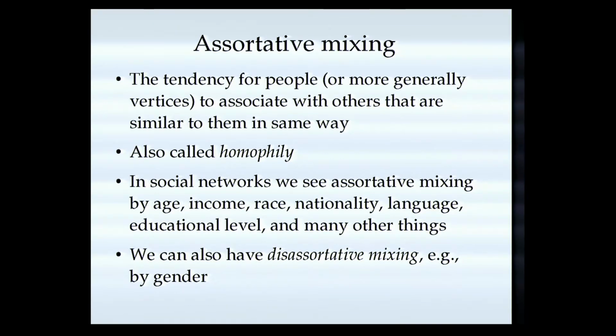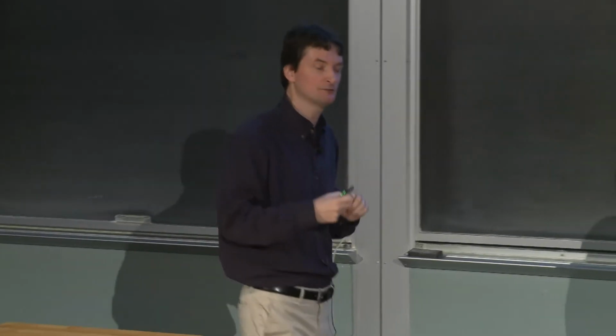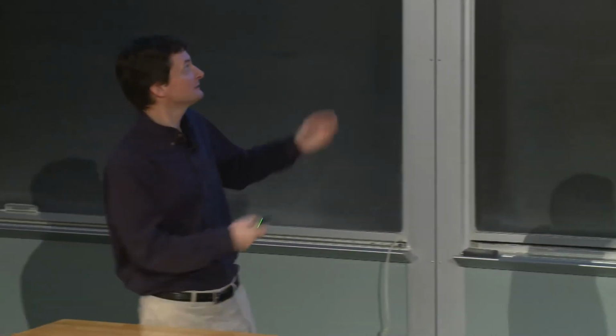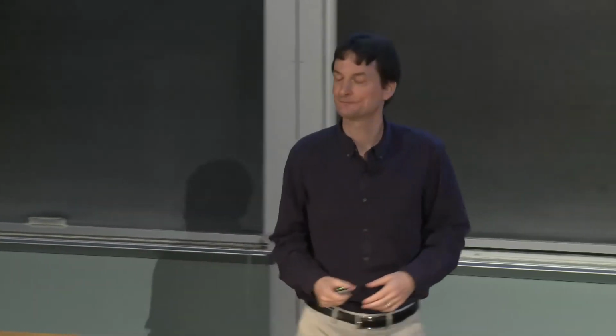Right? So it could be all sorts of things. It could be pretty much, actually, you name it. People will associate along those lines. It doesn't have to be race. It could be age, income, nationality, what language you speak, what your educational level is. Pretty much, you name it, people prefer to associate with other people who are like them. Right? You can occasionally also have dis-assortative mixing, where people prefer to associate with people who are unlike them. An obvious example would be who you date, right? The boys tend to date the girls, and vice versa.